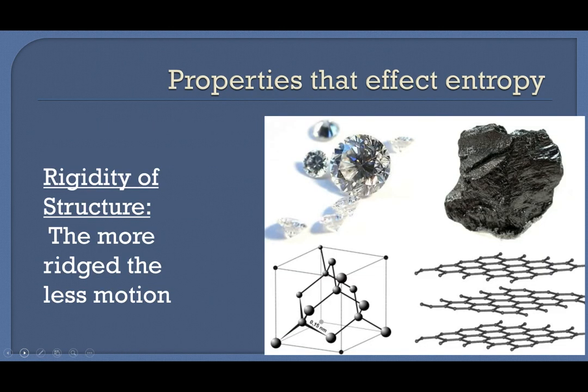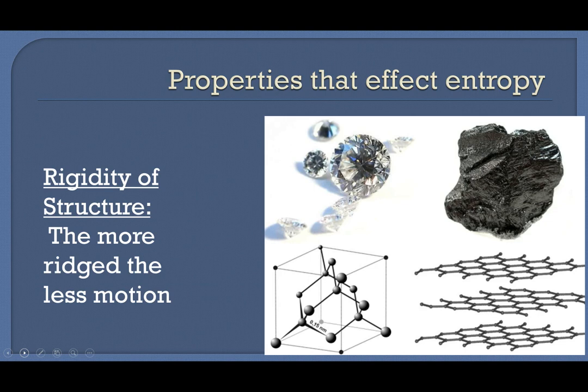Rigidity of structure. So this one's pretty straightforward, but the more rigid the structure, the less motion it's going to have. So if we have something that is more rigid, it's going to have a lower entropy. Something that's a little bit more free is going to have more entropy. Something that's rigid has less entropy.